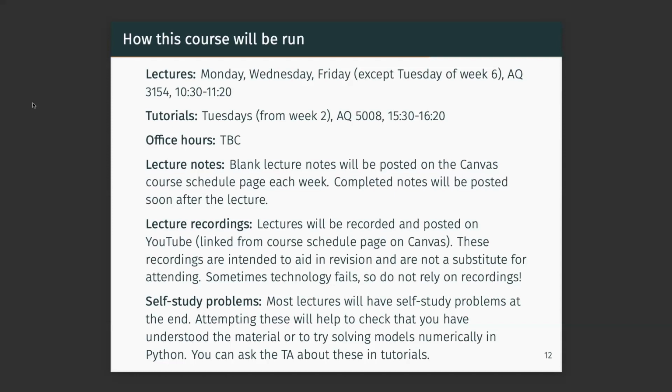And like I said, there are some self-study problems at the end of the lectures. I would encourage you to do these. They'll help to build your understanding, check that you've understood what's going on, maybe apply it to a slightly different area. When it's things like doing some algebra or geometry, they'll probably be good practice for exam questions. Who knows? So there's a good reason to try and do those. They're also a good thing to maybe ask the TA about in the tutorials.